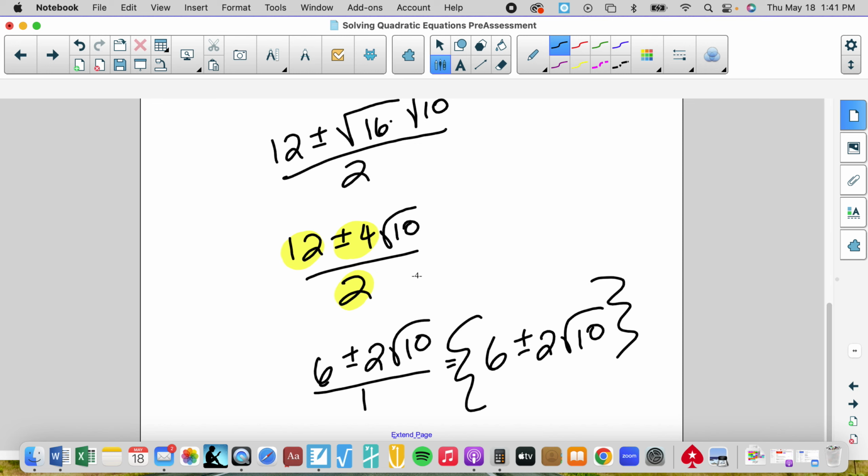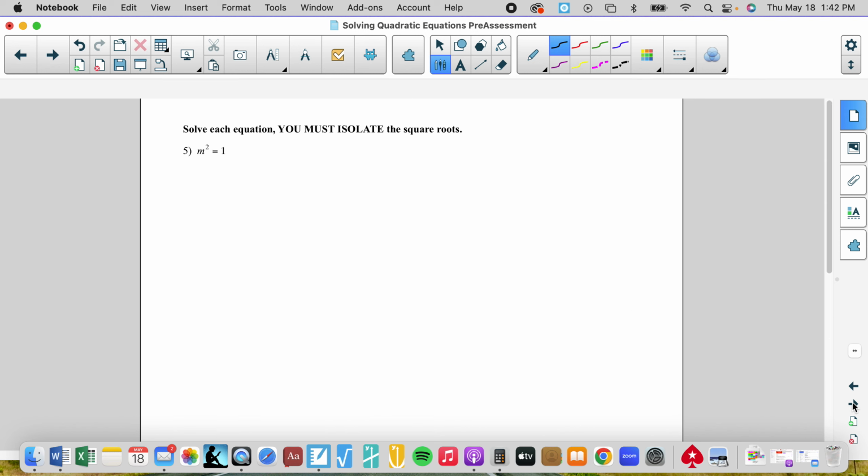There's no benefit of us separating it into 6 plus 2 rad 10 and 6 minus 2 rad 10 because those are unlike terms. We cannot combine 6 with the 2 because it's being multiplied by rad 10 and we can't add before multiplying. So that is going to be my answer. And that, oh, let's go back to this. Let me show you an example.